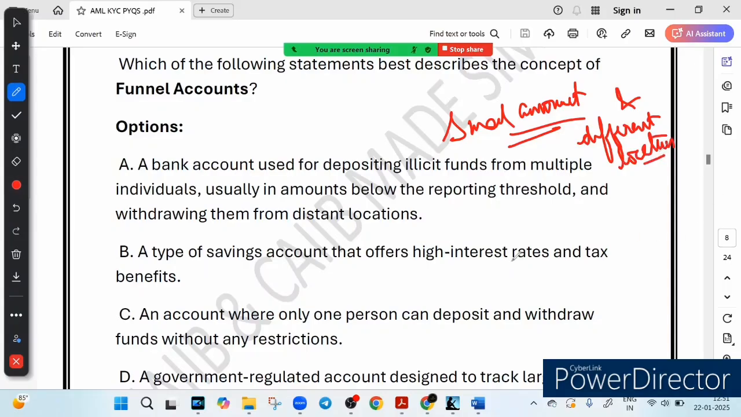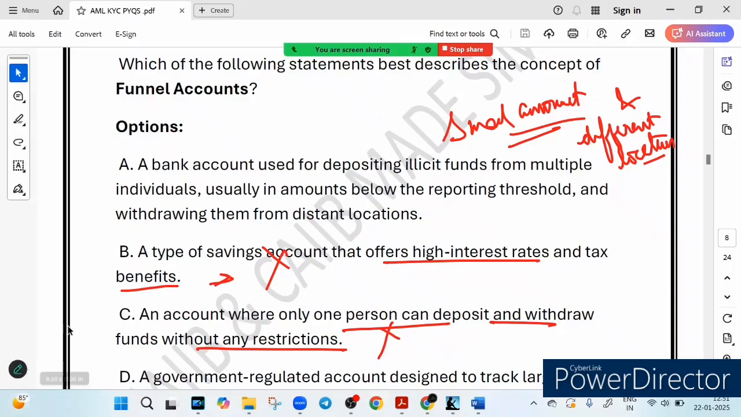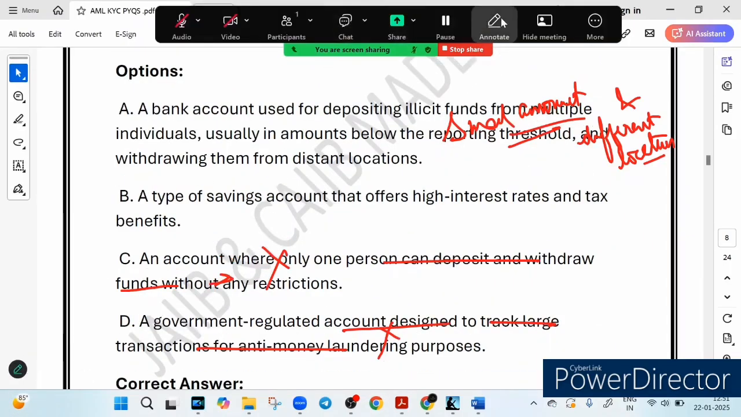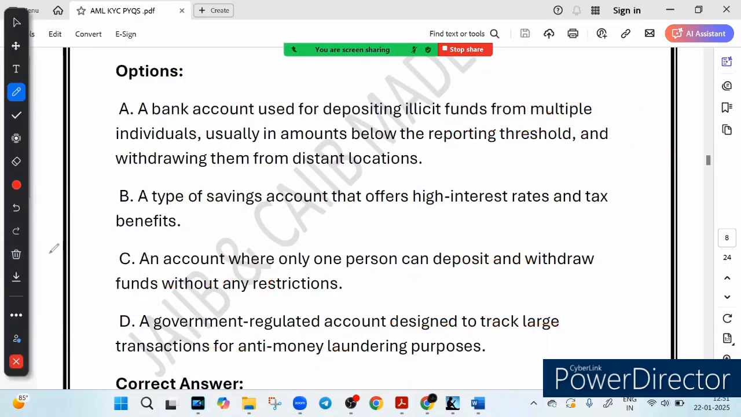Now option B says a type of savings account that offers higher interest rate and tax benefit. See, this is incorrect because funnel accounts have nothing to do with savings or interest rate. They are used for illegal purposes, not for legitimate saving. Option C says an account where only one person can deposit and withdraw funds without any restriction. This is also incorrect. Funnel accounts involve multiple people depositing money, not just a single person.